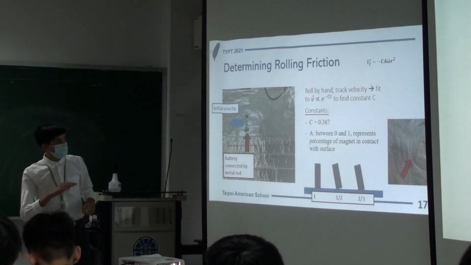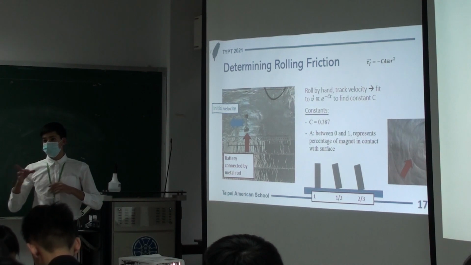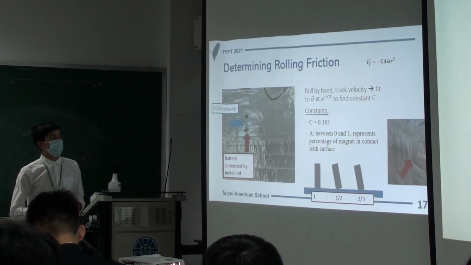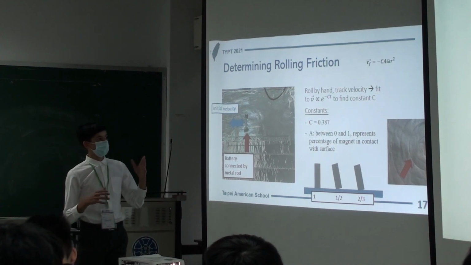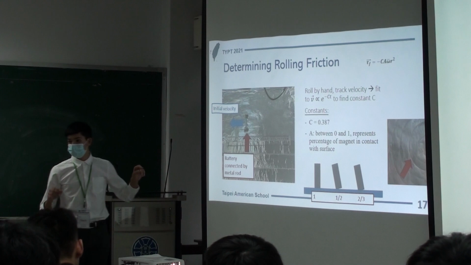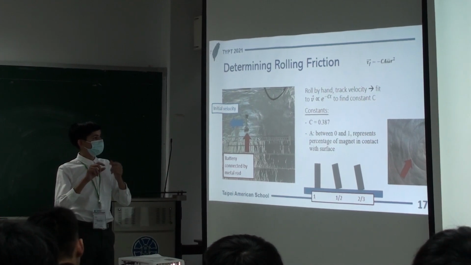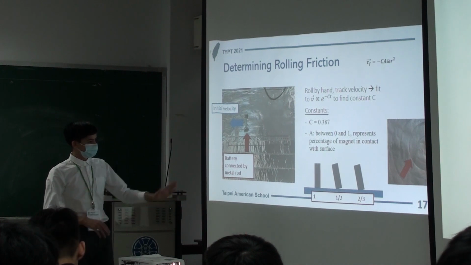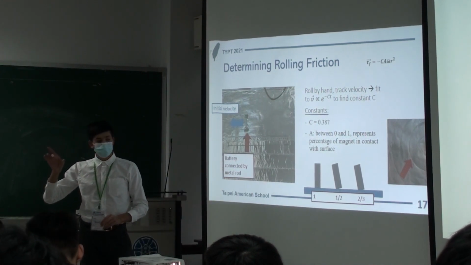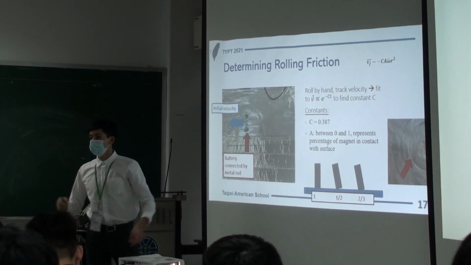To determine the constant C, we essentially put the same two magnets on the outside, so they would roll in a straight line, and we tracked that motion and fit it so that we could find the constant C. It's equal to 0.387. And for A, that's the area of contact between the magnets and the aluminum foil. Each of the magnets is going to be tilted because it's not completely flat and it's going in a circle, and the aluminum foil, as we see in the grooves, can be indented slightly.